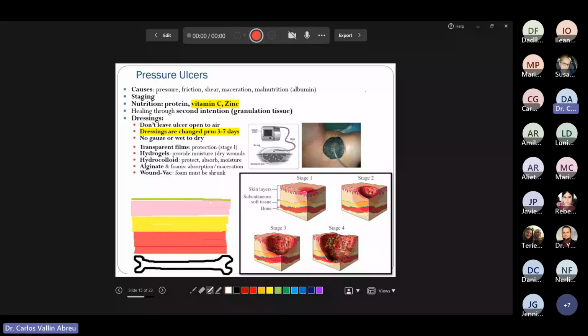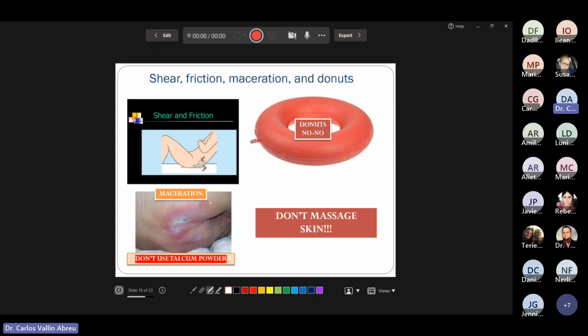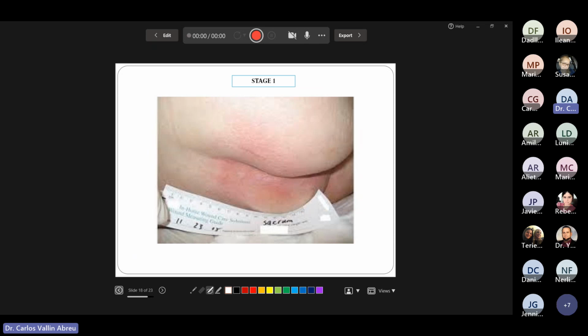There are 4 stages. In the first stage, the skin is not broken. The skin is continuous, but it is red. There is red skin, erythema. We can have erythema in the skin; if you look at the palm of your hand, you have erythema. But if you apply pressure on the palm, you see how it blanches. The place where you make the pressure is blanching.